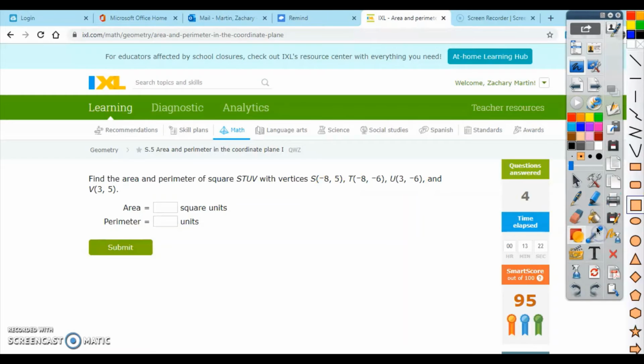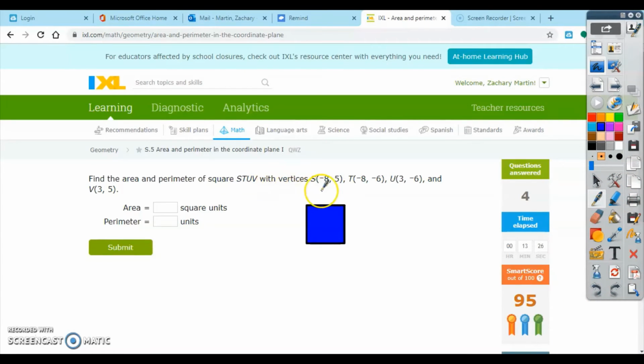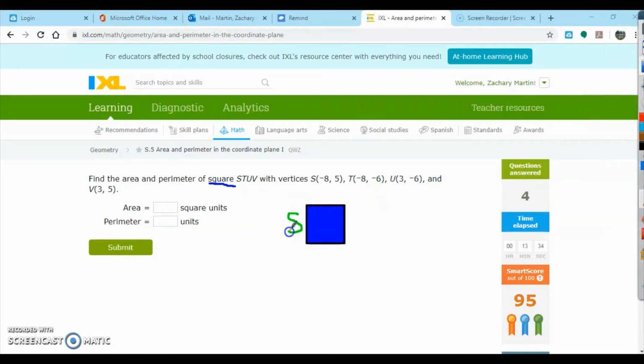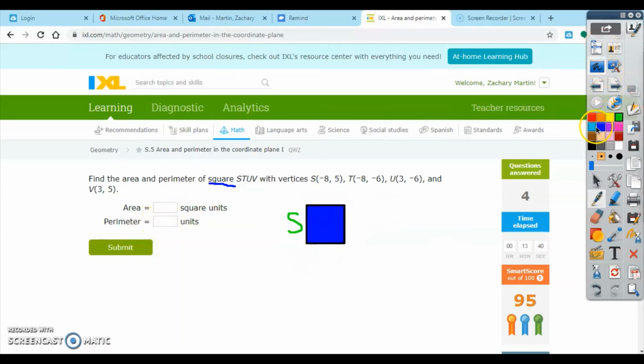Oh, it's another square. Probably should just leave my square on there. There we go. Find the area and perimeter of the square with these vertices. Well, keep in mind that a square has all sides congruent. So the perimeter, if I can just find the length of one side, I can multiply that by 4 to get my perimeter, and then, of course, square it to get my area.